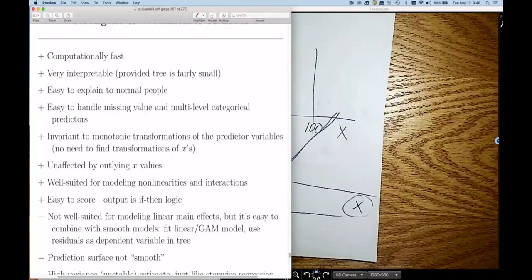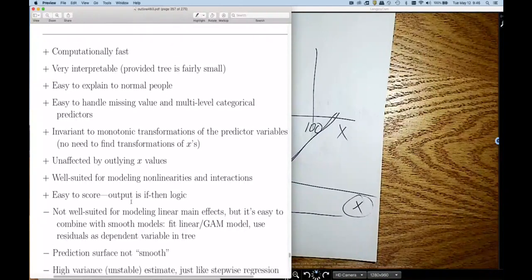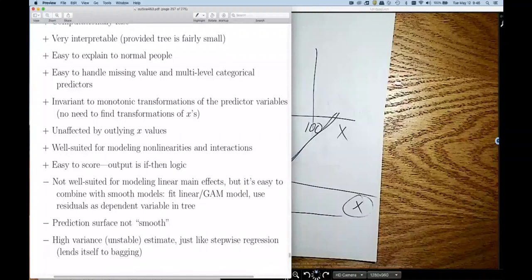Very easy to score. So what I mean by score is if you have to take this model and apply it in, say, a relational database package that uses SQL, well, you just need some if-then logic to compute the predicted values, and that's extremely easy. As opposed to something like a spline model. Try applying a spline in SQL. That would be very painful.